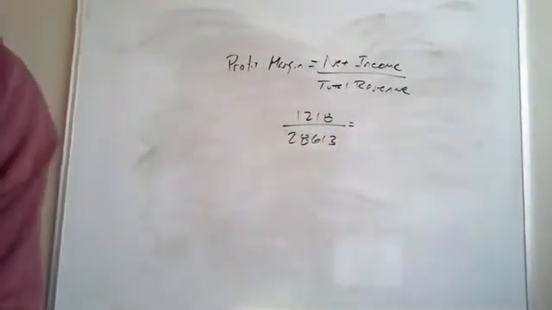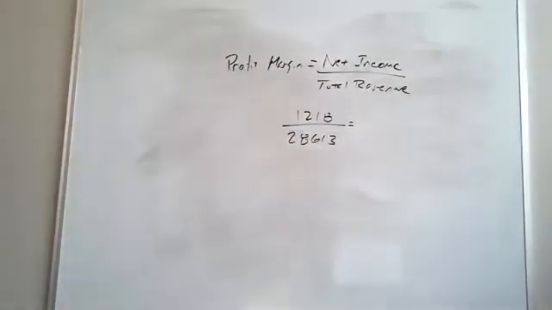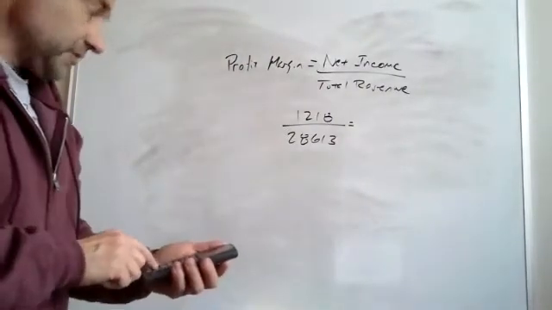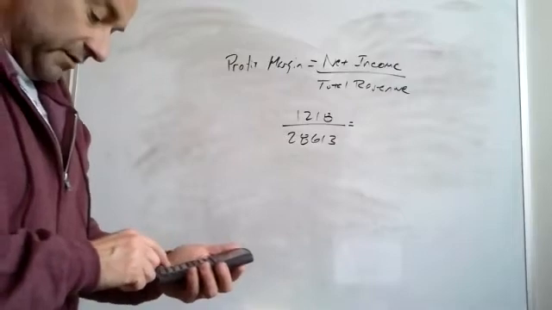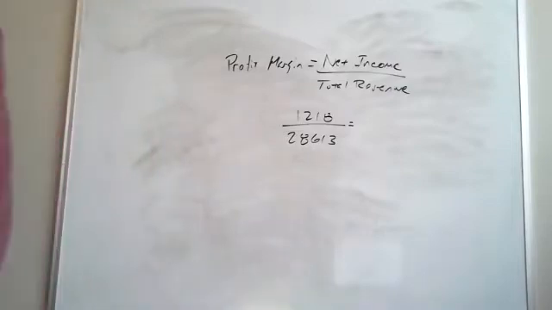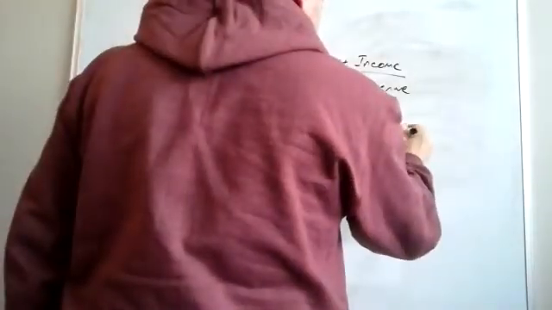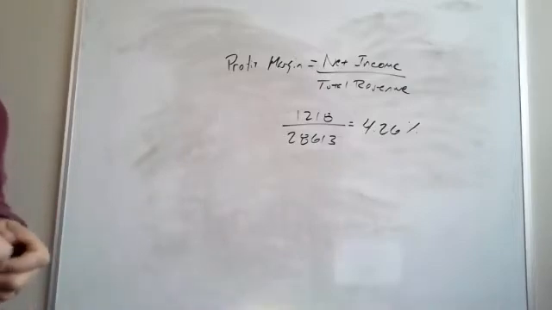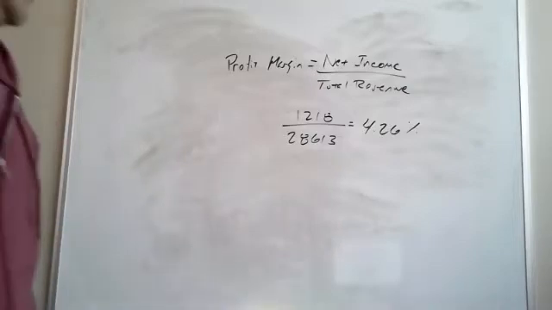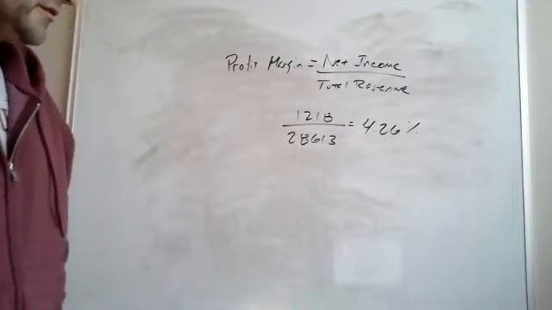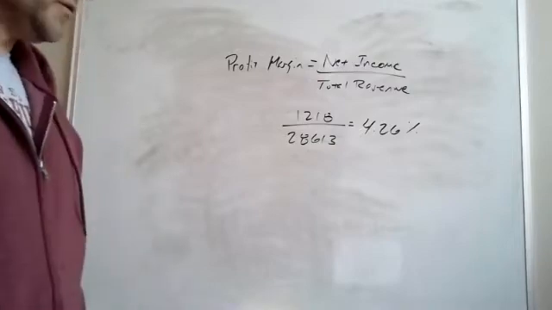Let me just grab my calculator. I forgot to do that. So 1,218 divided by 28,613 gives us 4.26%. So Best Care is making 4.26 cents in net income for every dollar of revenue that they bring in. That's what profit margin tells us. It's the overall profitability of the organization.